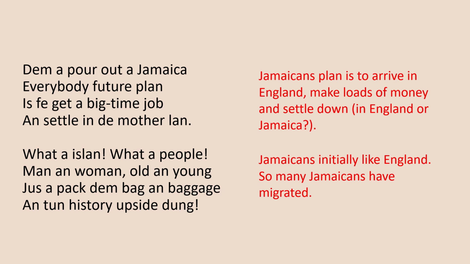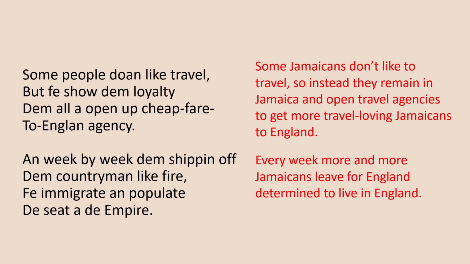Stanza 4. Jamaicans initially like England, and so many Jamaicans have migrated. Stanza 5. Some Jamaicans don't like to travel, they love living on their island, so instead they remain in Jamaica. But to help the cause, the reverse colonisation cause, they open up travel agencies that help Jamaicans who do like travelling to get to England.